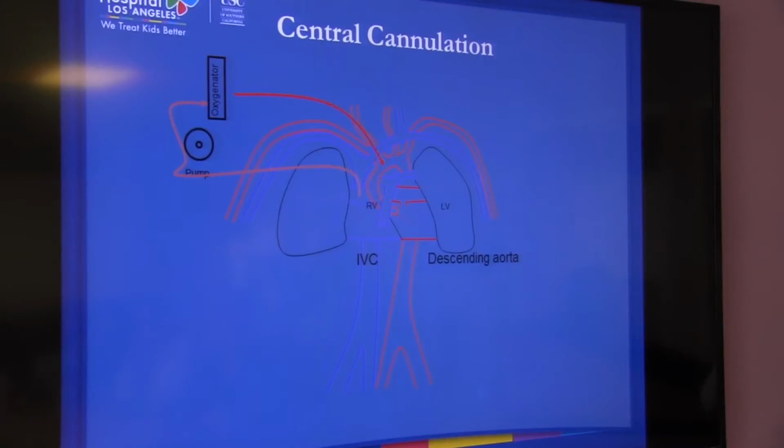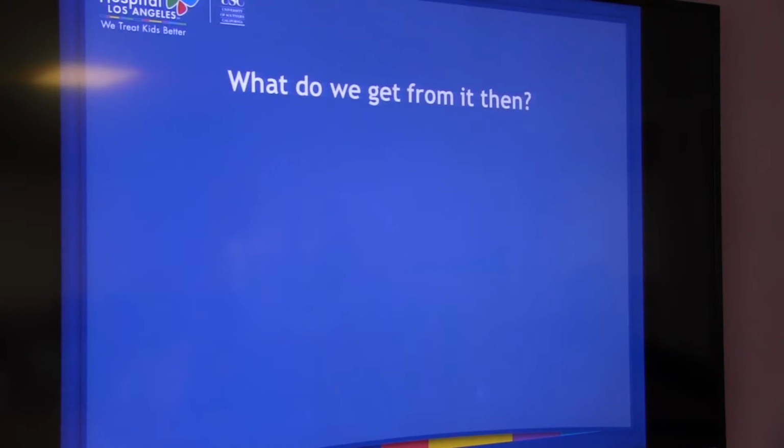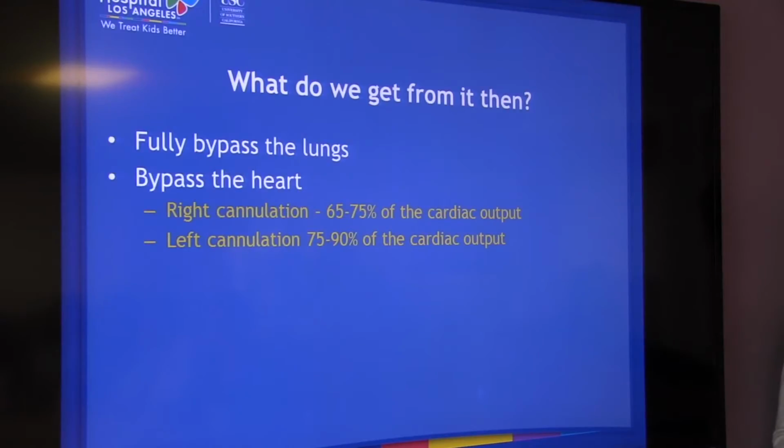So what is VA ECMO? We were just talking about this a minute ago in the cannulation talk. VA ECMO is taking blue blood out of the body, sending it through an alternate heart, which is the way I think about your pump head, that's your cardiac output, as well as putting it through an alternate lung and acting as ventilation and oxygenation. So what do we get then? You get full bypass of the lungs, minimal blood is going through the lungs, and you get to bypass the heart.